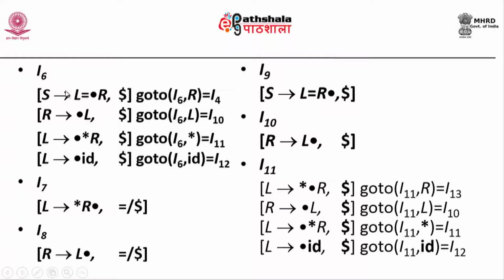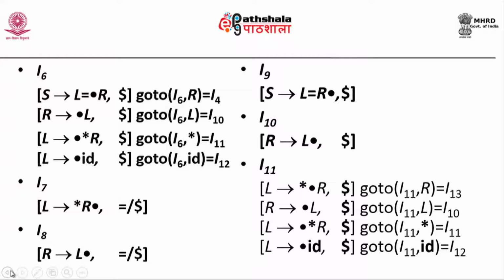Okay, so here I6 will be shifting the dot by one position to the right, and then I have to add productions of R, again lookahead is only dollar, productions of L, lookahead is again dollar. So this is I6, I7 will be already done, L produces star R dot, I8 is already also done, R produces L dot, and I9 is S produces L equal to R dot, comma dollar. Now I am done with I5, so I6 comma R is I9, I6 comma L is I10, so shifting the dot by one position to the right, and then I6 comma star is I11.